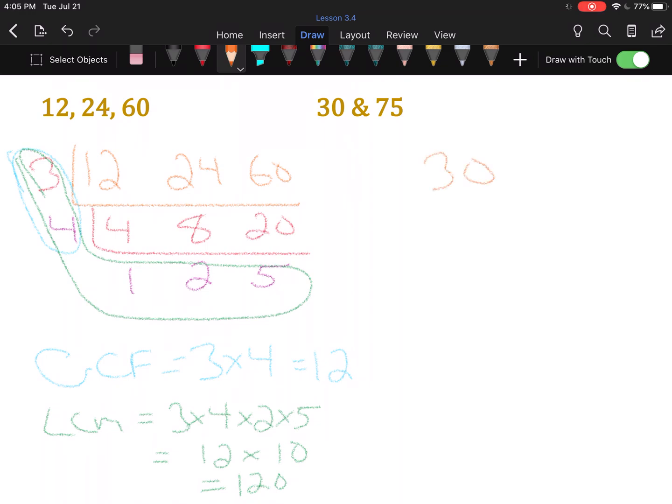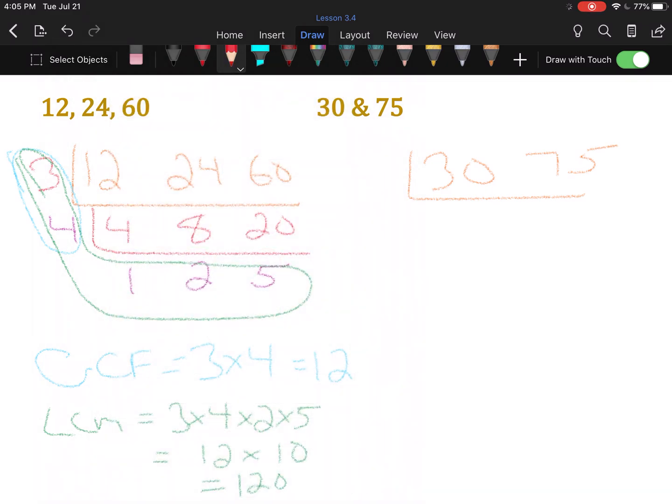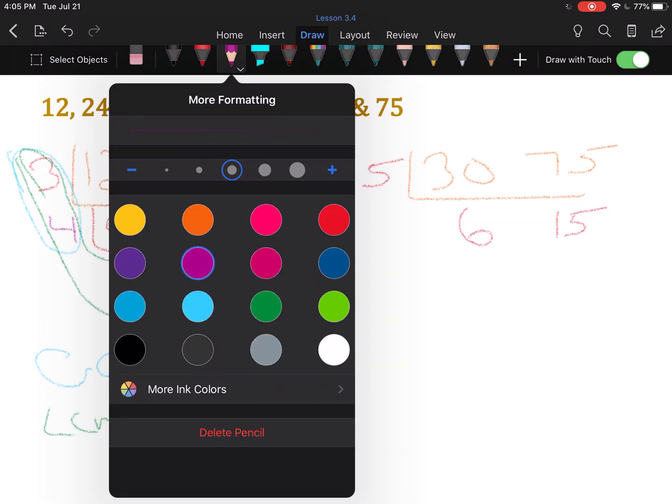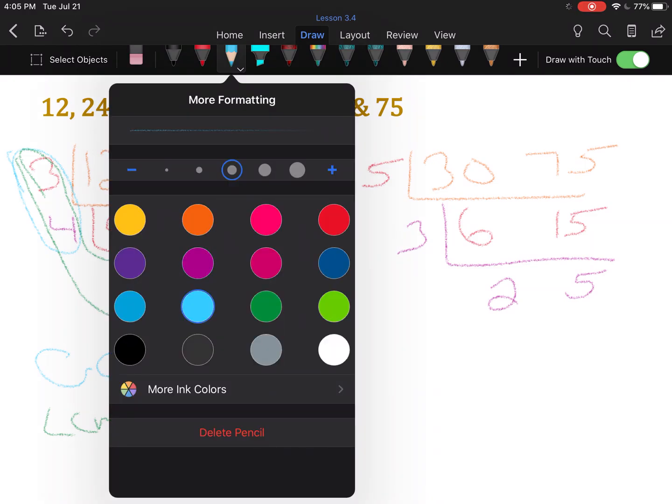30 and 75 now, so 30, 75. What do we know that comes out of both 30 and 75? I'm thinking 5. 30 divided by 5 is 6. 75 divided by 5 is 15. Hey, I didn't get to be the biggest number because those can both be divided by 3. 2 and 5 now are relatively prime.